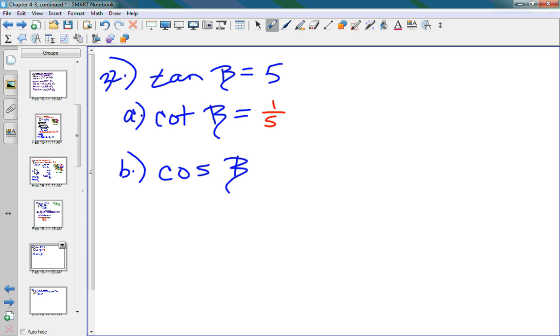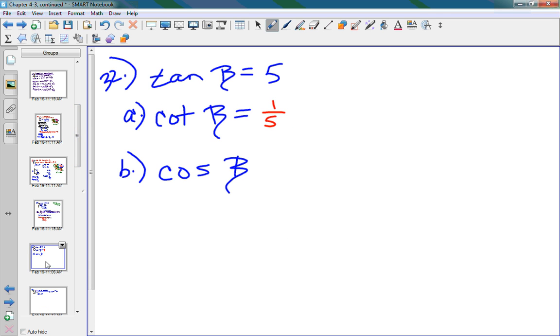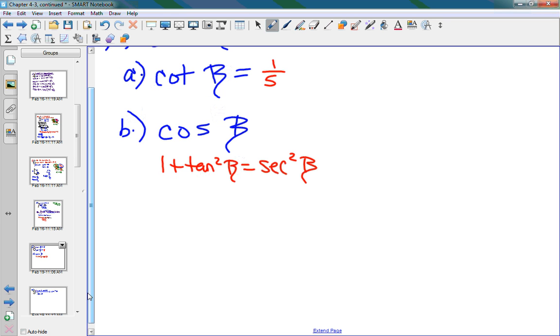What trig identity are you going to use to find cosine when the only thing you know is tangent? What are my trig identities I need to be thinking about? I only know tangent, so I have to use the middle one. So 1 plus the tangent squared of beta is equal to the secant squared of beta. What do I plug in for tangent? 5, so that's going to be 1 plus 5 squared is equal to the secant squared of beta.